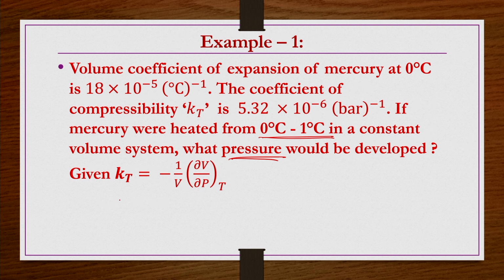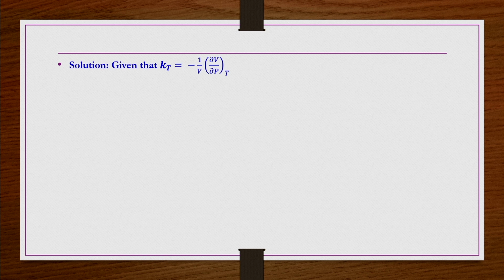The coefficient of compressibility Kt is given, and the volume coefficient of expansion alpha p is also given. So we need to find out delta p, that means we have to find out dou p by dou T. Given that Kt is equal to minus 1 by v dou v by dou p at constant T, dou p by dou T at constant v we can write as minus dou p by dou v at constant T multiplied by dou v by dou T at constant p.